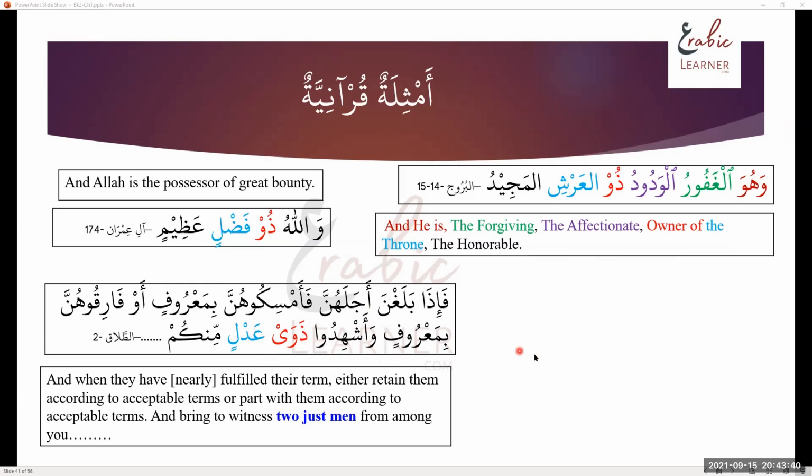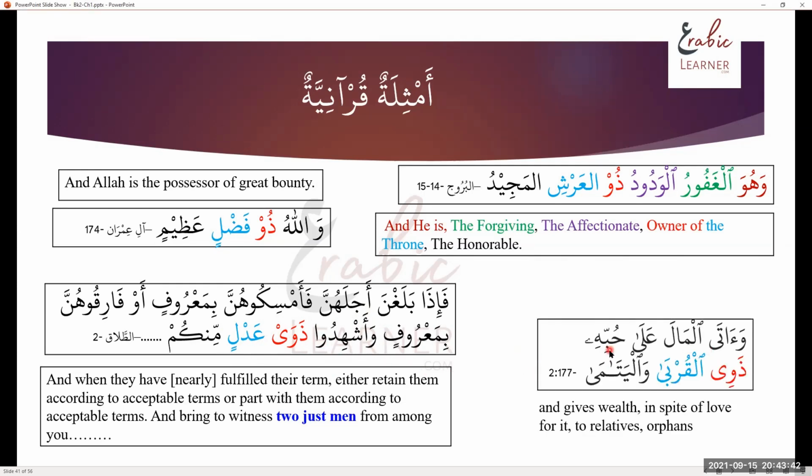Okay, two men. وآتى المال على حبه ذوي القربى واليتامى, and gives his wealth على حبه, in spite of his love for it, though he loves it. To whom? ذوي القربى واليتامى. To al-qurba means those who are close to you, which means relatives. And yatama means orphans.